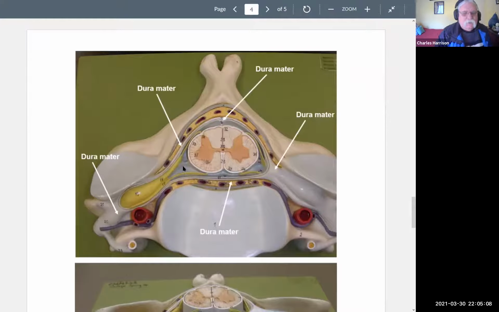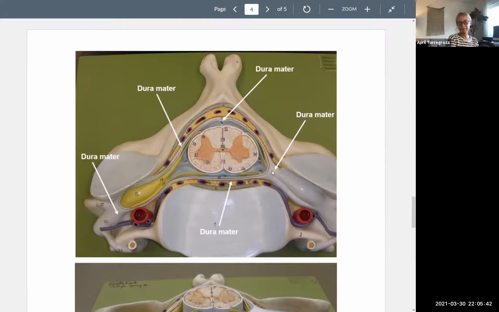Now, same picture, so we've only added a couple of things, actually only one thing, the dura mater. The spinal cord is coated with tough connective material to protect it. And is this pink? It's gray. Gray? Yeah. Okay.